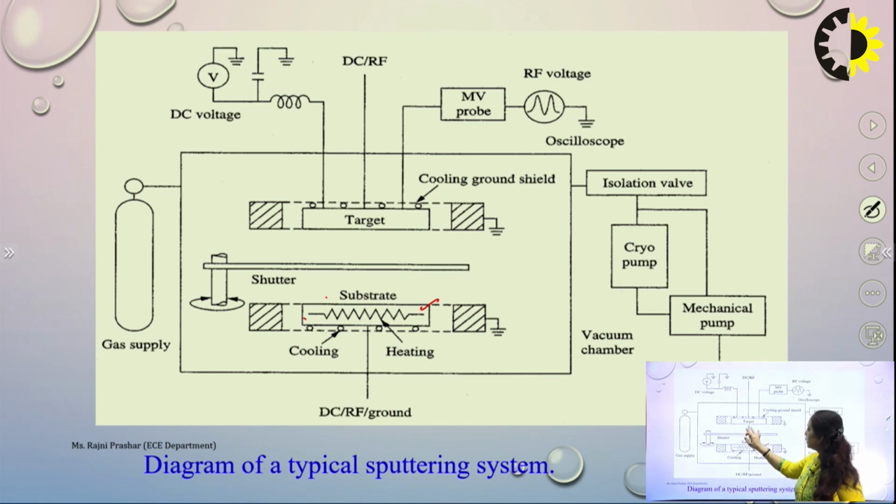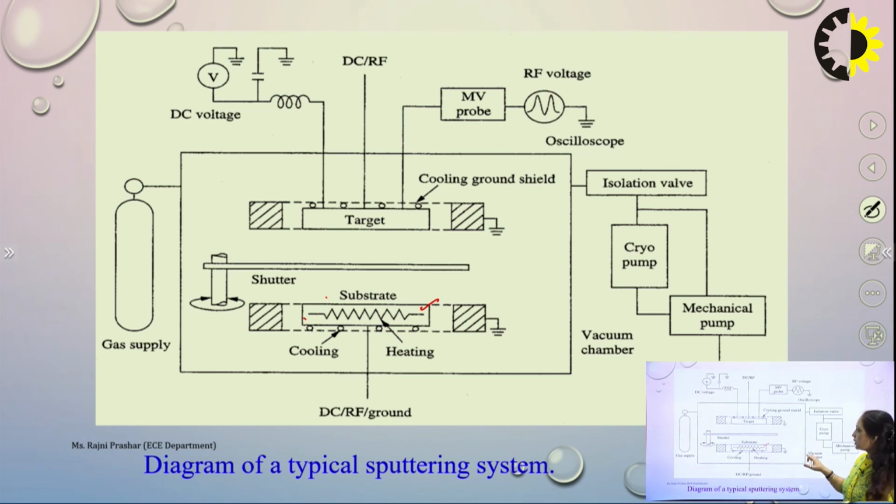Okay, this is the shutter. The target will be taken from here. This is the target. Here we have applied some DC and RF voltage. So these cooling shields allow us to maintain the temperature in the furnace.